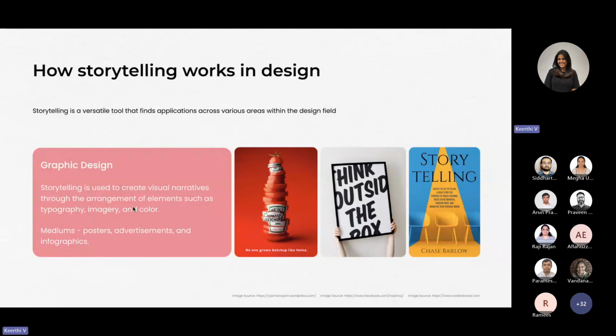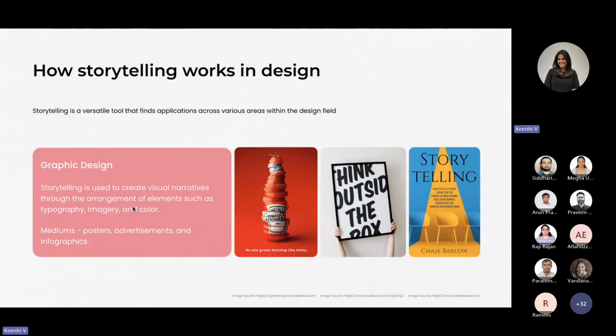So the first one is graphic design. Graphic design is all about the visual narrators. It is where the information is arranged through typography, images, or the colors, or the structure of how the information is arranged. So the user is easily able to interpret what we are trying to convey. So just by seeing posters.